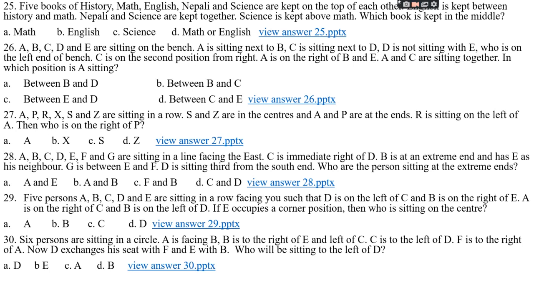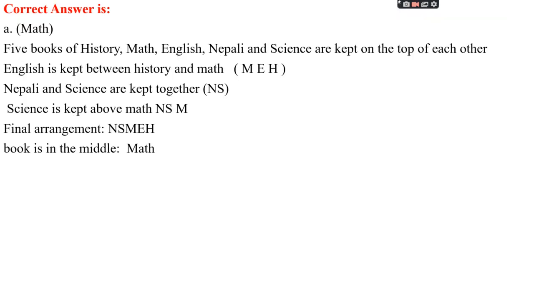Option A, math. Option B, English. Option C, science. Or option D, math or English. The right answer is option A, math. Let's see the conditions. There are five books, history, math, English, Nepali and science, which are kept on top of each other.